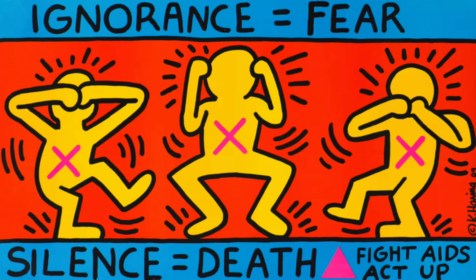And this particular work is called Ignorance Equals Fear, and it was made in 1989. You can see in the bottom right corner it says, "Fight AIDS, Act Up." And there's a lot going on in this poster, so you can see the see not, hear not, speak not, which I believe is a reference to the fact that the government just ignored the AIDS epidemic. And at the top, you can see ignorance equals fear.